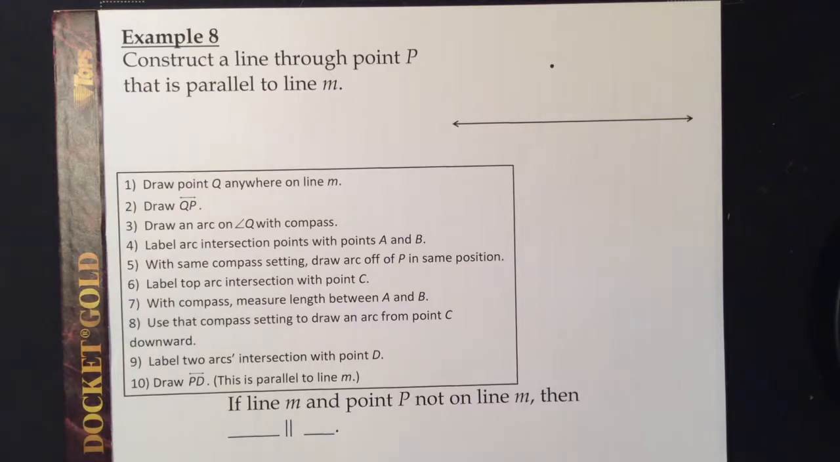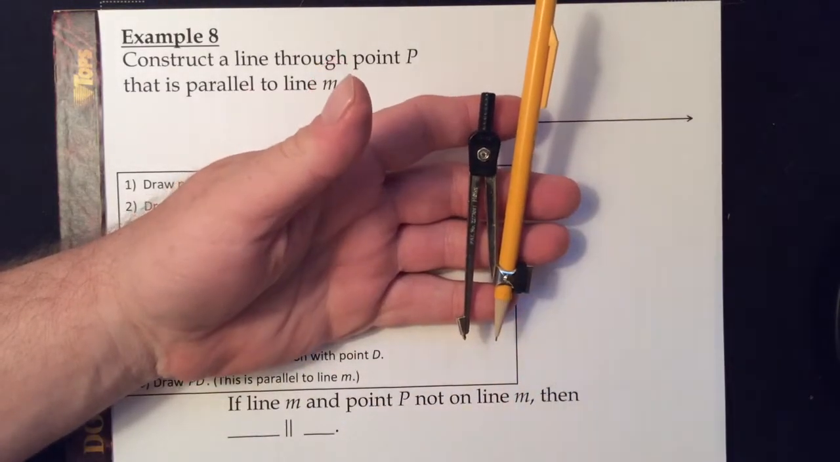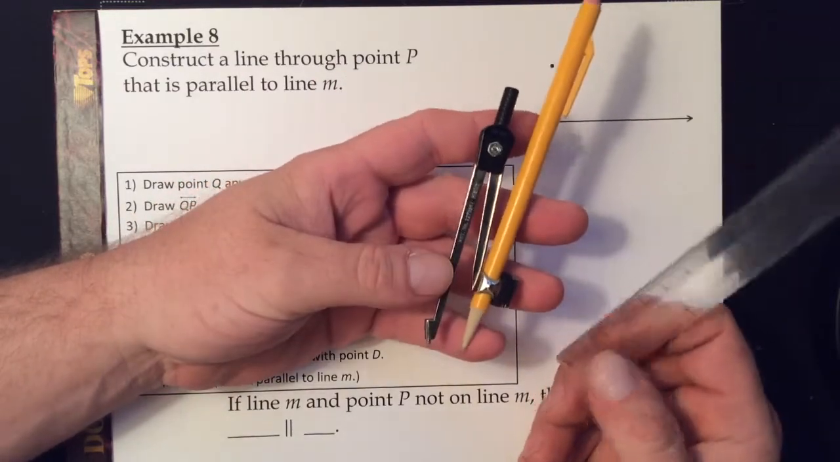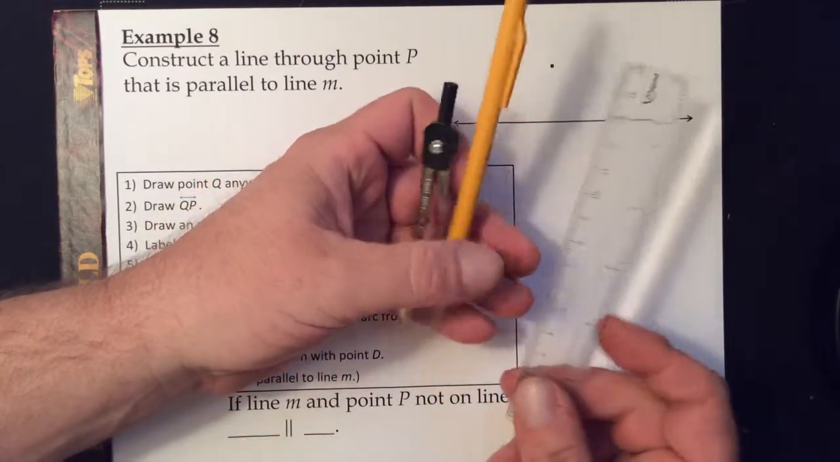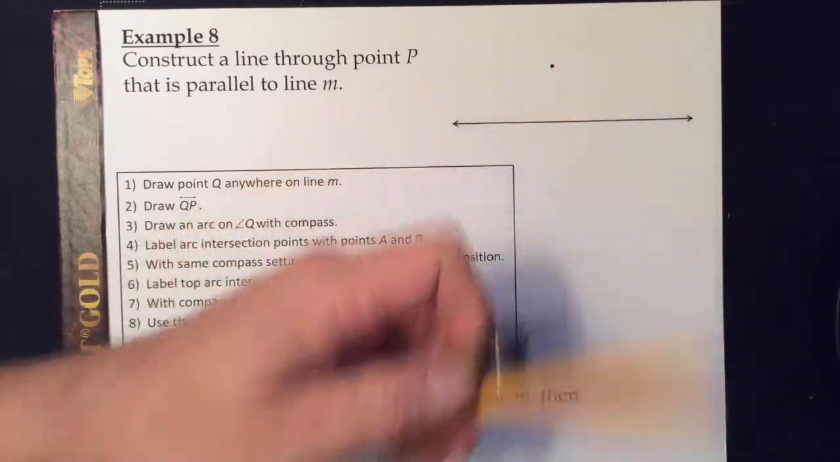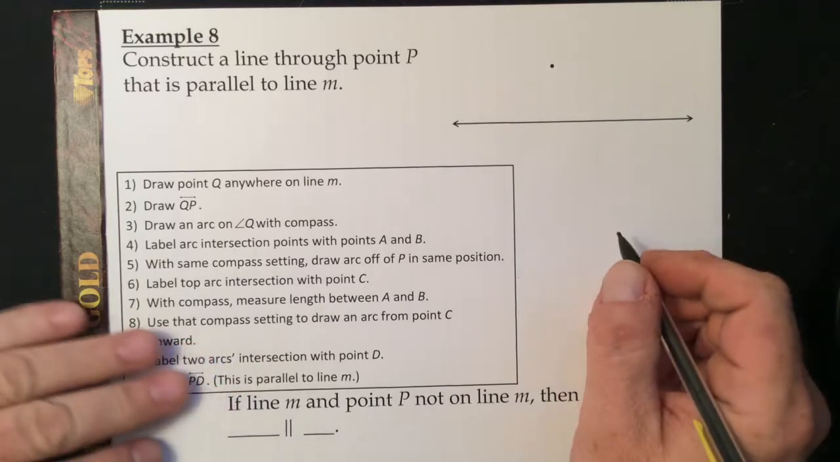Remember, when you're performing a construction, the only two tools that you're allowed, besides your pencil, of course, something to write with, is a straight edge and your compass. The ruler shouldn't be used, just the edge of the straight edge. Okay, so beginning, number 1, draw a point Q anywhere on line M.